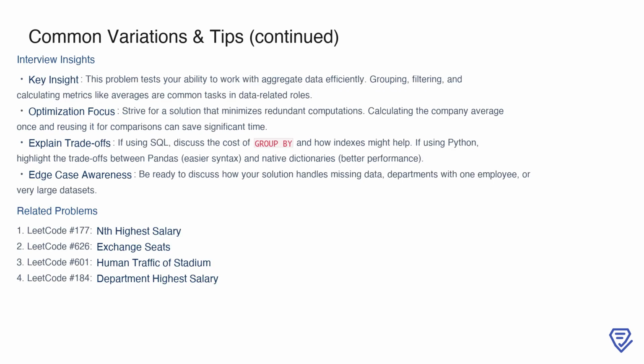This problem is designed to test your ability to work with aggregate data effectively. Skills like grouping, filtering, and calculating metrics such as averages are frequently required in data-related roles. A key area to focus on is optimization. For example, calculating the company average once and reusing it throughout your solution can save a significant amount of computational effort. When presenting your solution, be prepared to explain trade-offs.